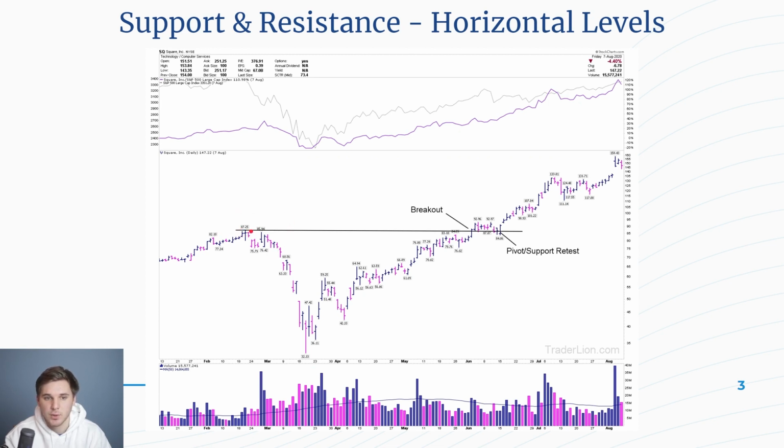This point, 725, isn't set in stone. Anything around that can act as resistance and support. As we get closer to that point, more people are going to become involved. But remember, it's that general area that we want to be focused on.